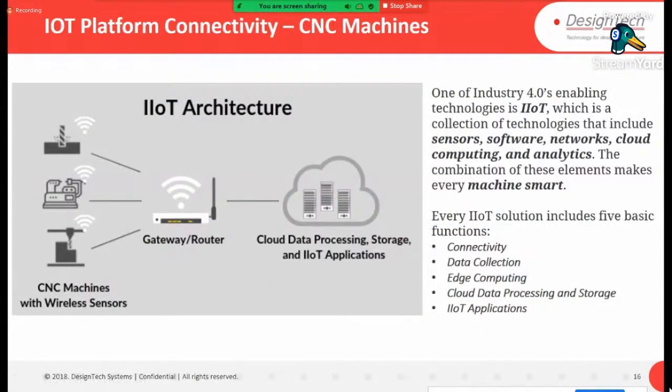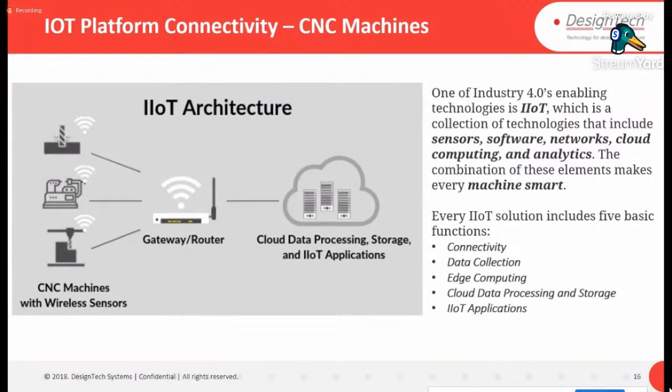Now, we saw the different applications. Now, let's look at some of the industrial machineries. If you look at CNC machines, the industry has been using CNC machines for more than two decades now. I remember 25 years back, I did my engineering project on programming of CNC machines. So they've been in existence for over two decades now.